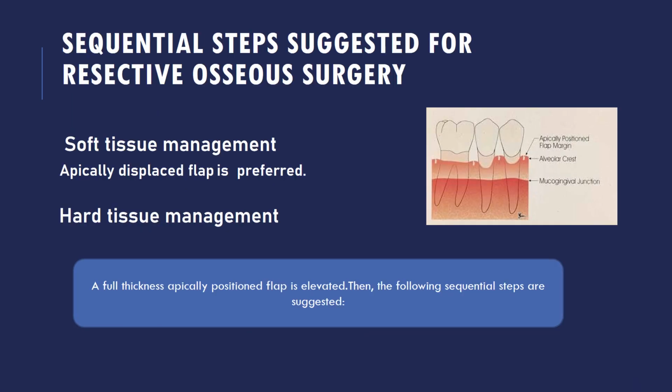Coming to the sequential steps suggested for resective osseous surgery, to get access to the bone level we have to remove the soft tissue, so different flaps are available. Out of these, the most preferred one is the apically displaced flap. You can see the displacement of the flap apically, so that you can go for either osteoplasty or ostectomy, and you can increase the attached gingiva as well as get access for oral hygiene maintenance.